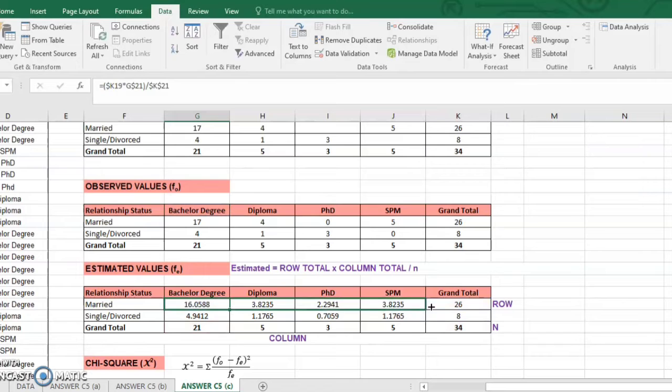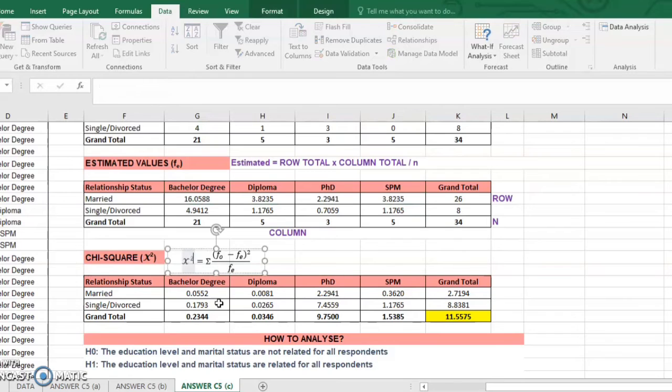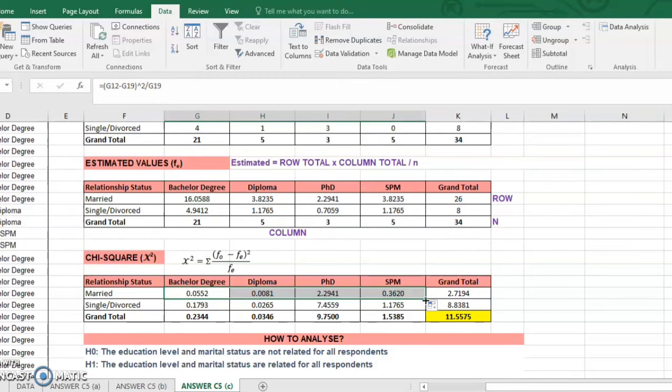To calculate the data, equals open bracket K19 multiplied by G21 close bracket divided by K21. Put the dollar sign before and after the pivot and write the data. For chi-square, the formula is Fo minus Fe to the power of 2 divided by Fe. To calculate chi-square, equals open bracket G12 minus G19 close bracket to the power of 2 divided by G19, then write the data. For grand total, equals SUM of the range.